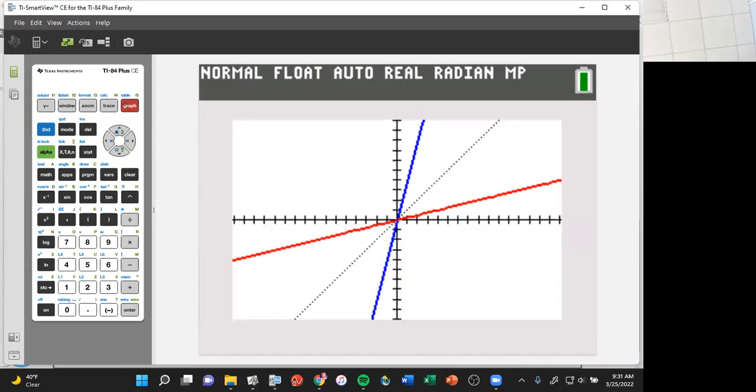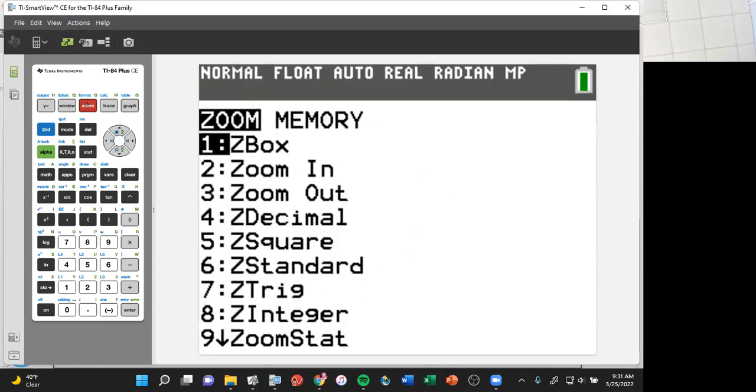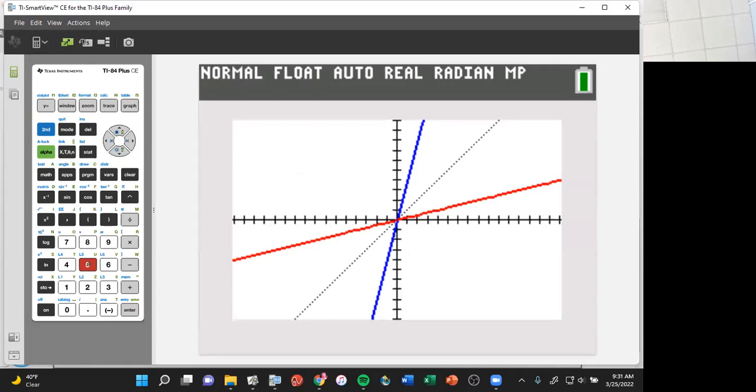Okay. So it is symmetrical. Any questions on that? Okay.